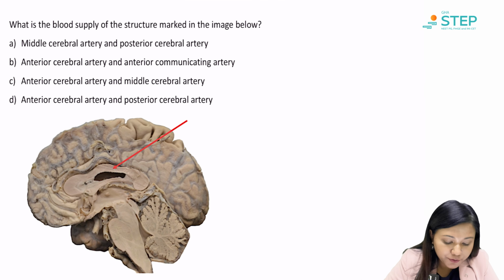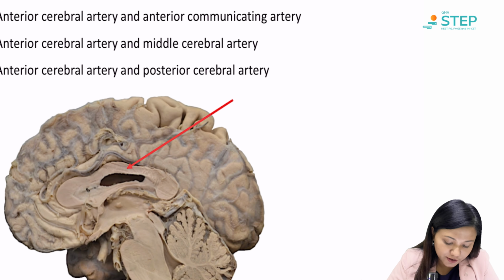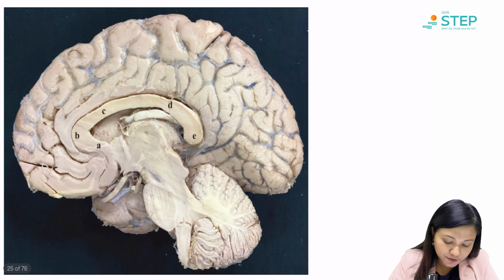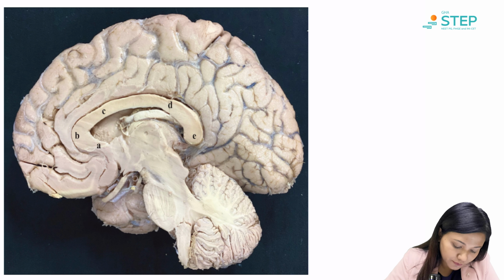The next question is, what is the blood supply of the structure marked in the image below? They have given the options: the middle cerebral and the posterior cerebral artery; anterior cerebral and anterior communicating artery; anterior cerebral and middle cerebral artery; and anterior cerebral and posterior cerebral artery. They have put a pointer on that structure and asked its blood supply. First, let us know what this structure is. This structure is the corpus callosum.